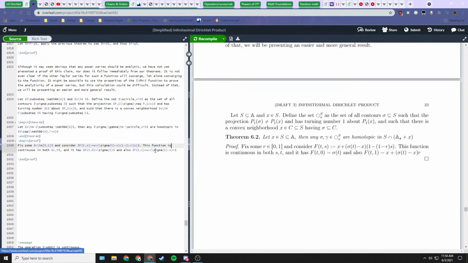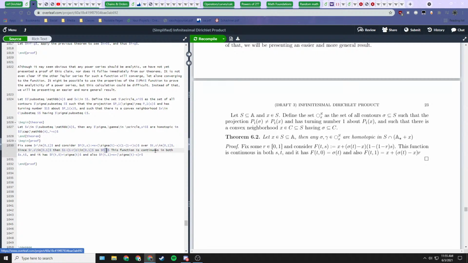Okay, so fix some r in (0, 1) and consider this function. Since r and s are in (0, 1), and t and s are in (0, 1), then 1 minus r times s is in (0, 1).